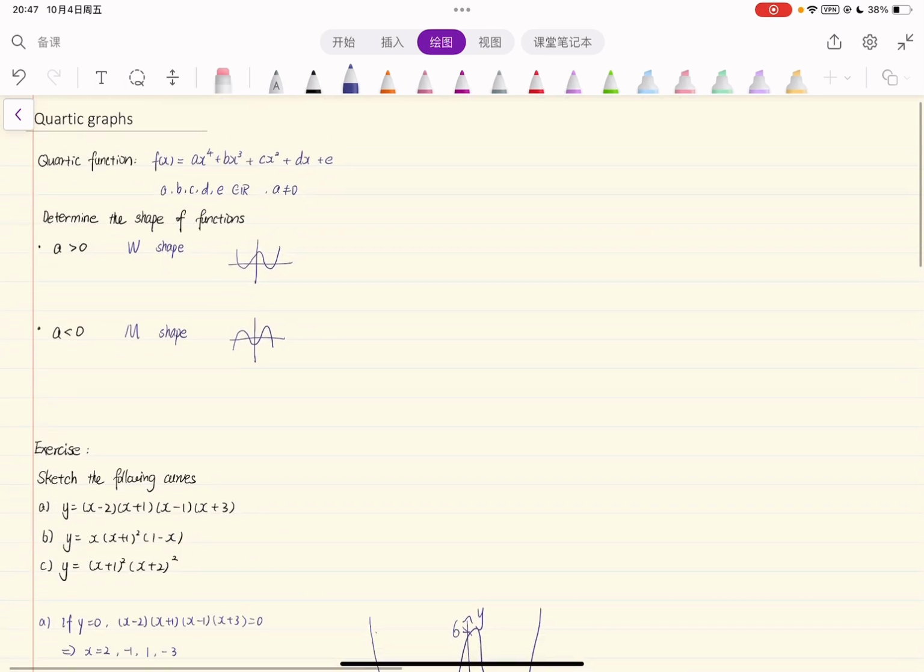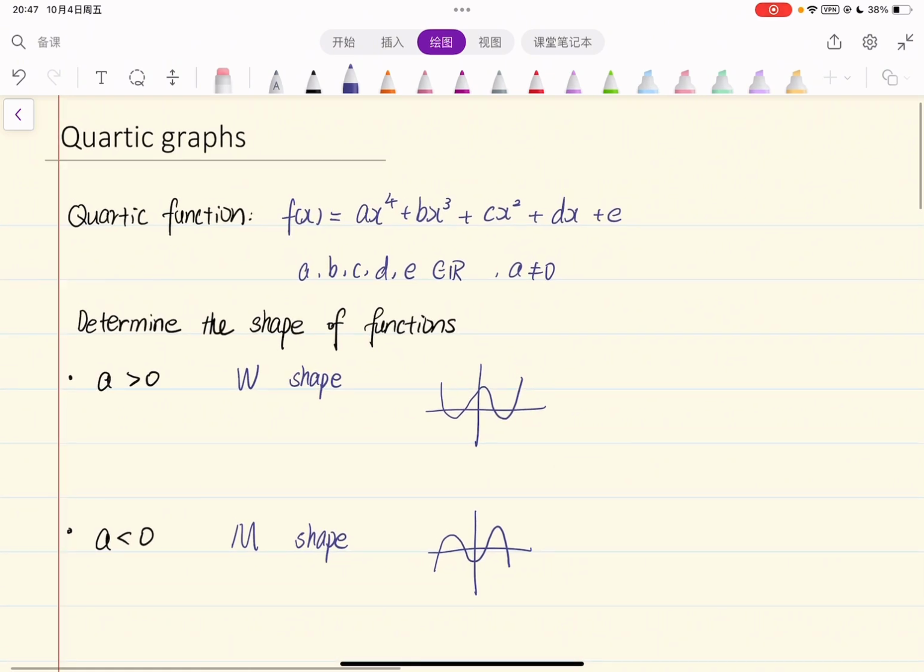Now, what we need to learn is just this part. You can pause the video to make some notes.